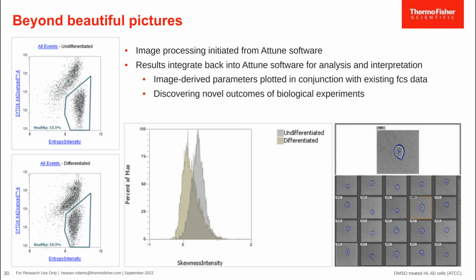This sample is differentiated to HL60 cells, and HL60s do differentiate on their own at a low percentage. But of course, differentiated cells are going to have a little bit lower skewness intensity, if you think of skewness intensity in terms of roughness of the surface. Those undifferentiated cells are a little bit more erratic. They're ready to turn into anything we want.